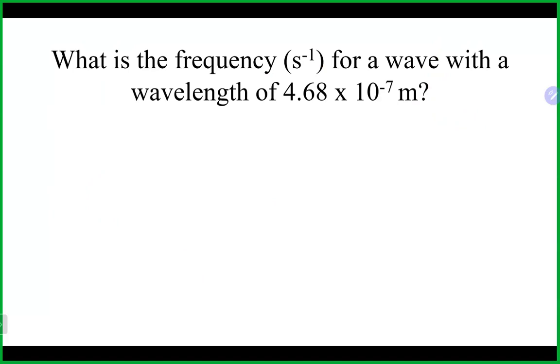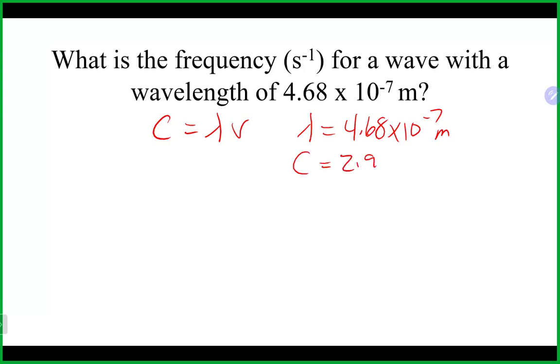Okay, so let's take a look. Once again, our formula here is c = λν, the speed of light equals our wavelength times our frequency. In this case, we are given the wavelength, which is 4.68 times 10 to the minus 7 meters. We always have, and they do want you to know this number, 2.9979 times 10 to the 8 meters per second as our speed of light. Obviously, we are missing the frequency, which is what we're looking for.